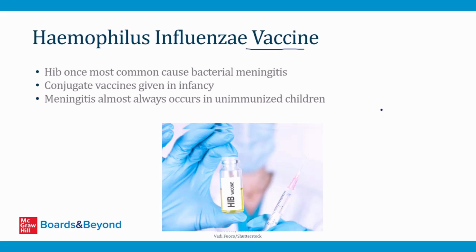So H-flu comes in different subtypes, and the types that have a capsule are called typable H-flu. And there is a subtype of capsular H. influenzae called H. influenzae type B. It has a capsule, and this used to be one of the most common causes of bacterial meningitis, but we now give conjugated vaccines in infancy, and so nowadays you almost always see meningitis due to H-flu only among unimmunized children. You will rarely see it among children who are up to date on their immunizations.